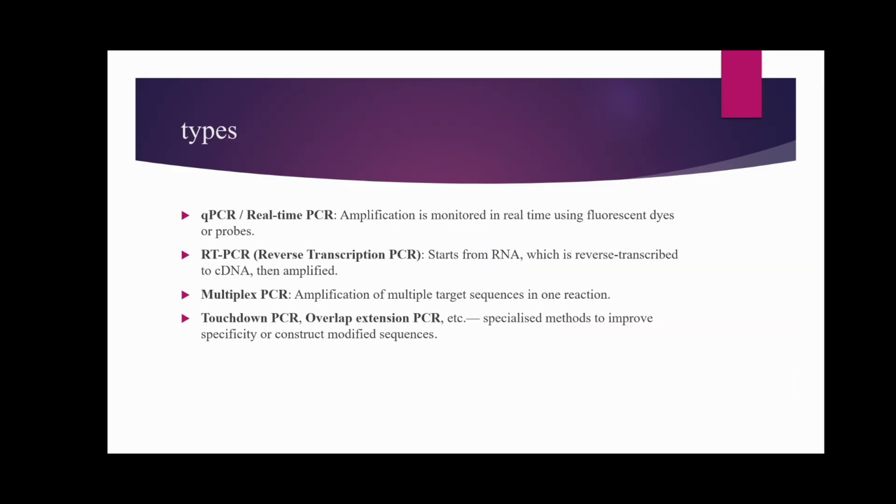Types of PCR: qPCR, which amplifies DNA and which we can view through fluorescent dyes. The second one is RT-PCR, which amplifies RNA. Multiplex PCR amplifies multiple target sequences in a single reaction. And touchdown PCR or overlap extension PCR are specialized methods to improve the sequences.